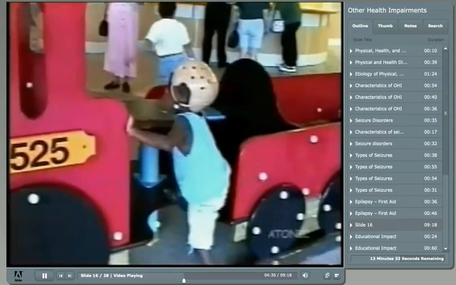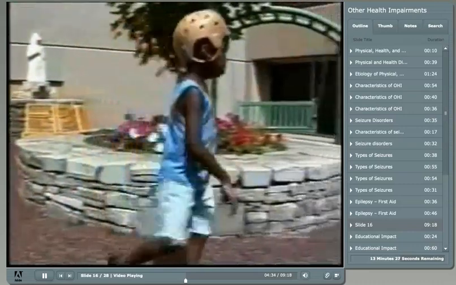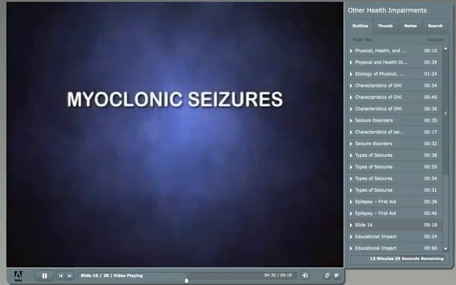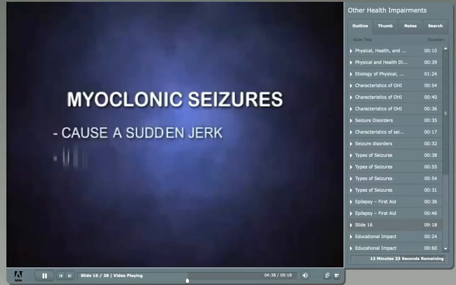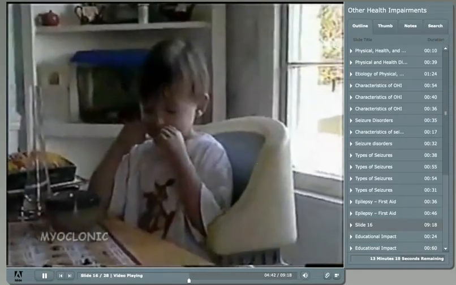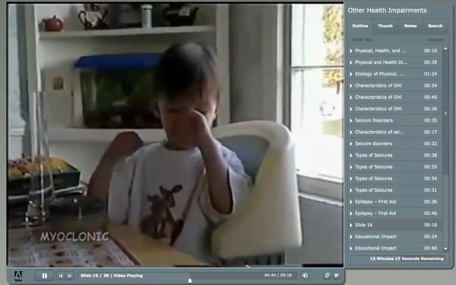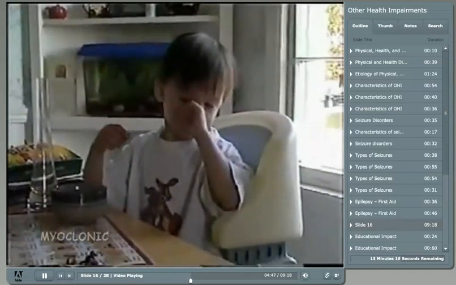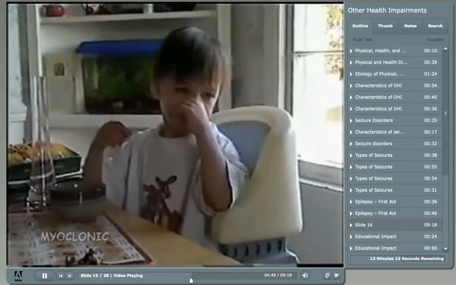Call your doctor immediately if your child has these symptoms. Some children who have atonic seizures will need to wear headgear for protection from injury. Myoclonic seizures cause a sudden jerk and usually happen in the morning. In this example, the child is having sudden jerks of his upper body as he sits at the breakfast table. Call your doctor immediately for help.